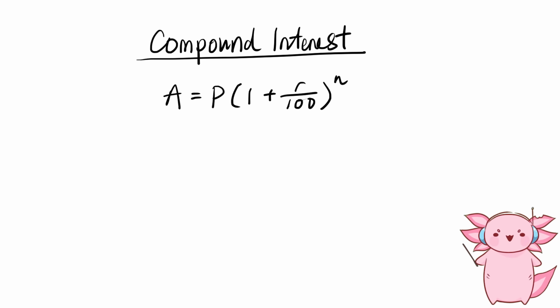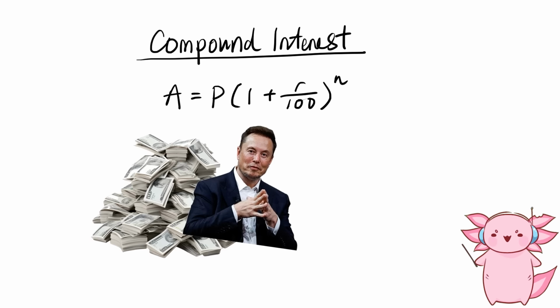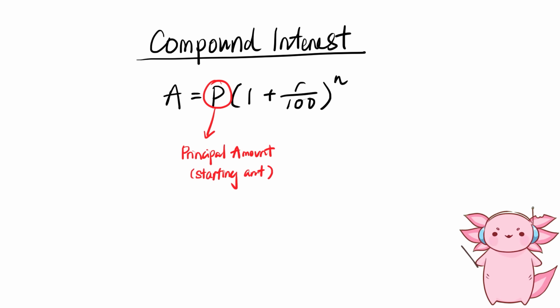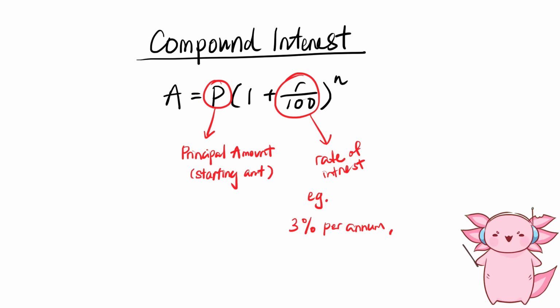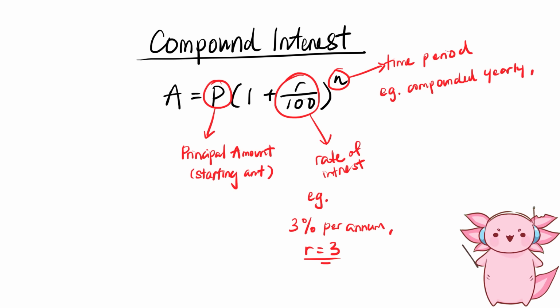Compound interest is probably one of the most useful formulas if you want to end up being richer than Elon Musk. In this formula, P is the principal amount of money we have, R over 100 represents the rate, so for example, for a 3% interest rate, the R value is equal to 3. Finally, the N is the time period, so if it's compounded yearly, N represents the number of years.